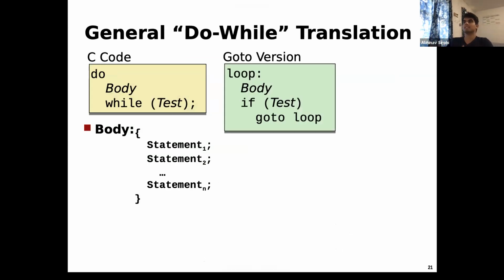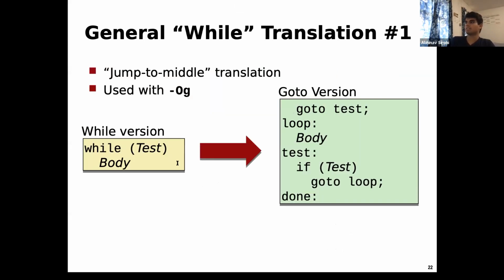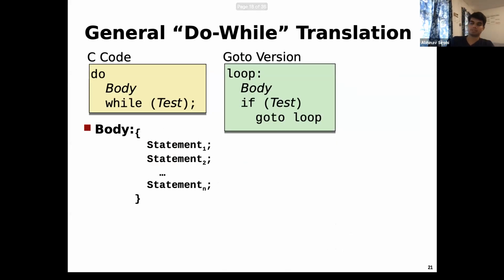Yeah, so this is basically the general translation. You take your C code, transfer it to goto, and then you can take your goto and transfer that over to assembly. But this is the basic idea of it. So just take your while test, put it in an if, and if that condition's met, you go back up to your loop and the body's executed.